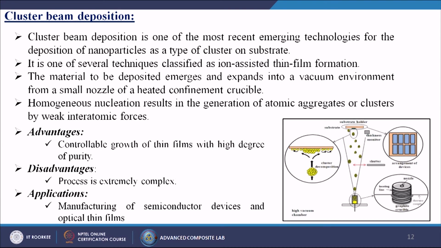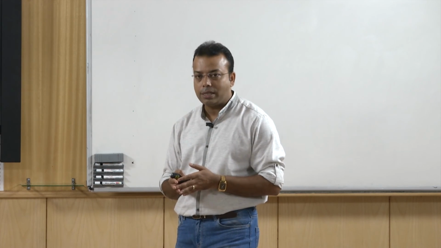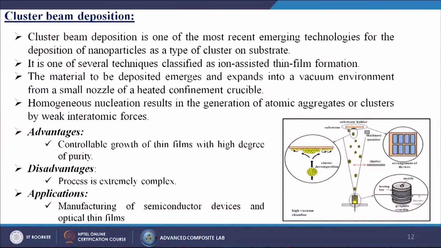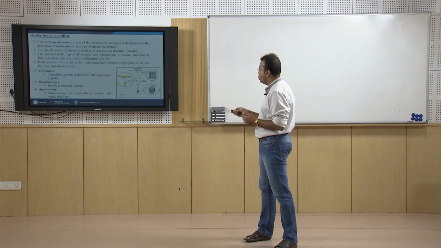Homogeneous nucleation results in the generation of atomic aggregates or clusters by weak interatomic forces. Advantages: controllable growth of thin films with a high degree of purity. It depends upon how much time you are going to do these chemical reactions. If the chemical reaction is more, your thickness will be more, or if the reaction is less, it should be less. There are certain disadvantages also. The process is extremely complex. Applications: manufacturing of semiconductor devices and optical thin films. In these cases we can use cluster beam depositions.